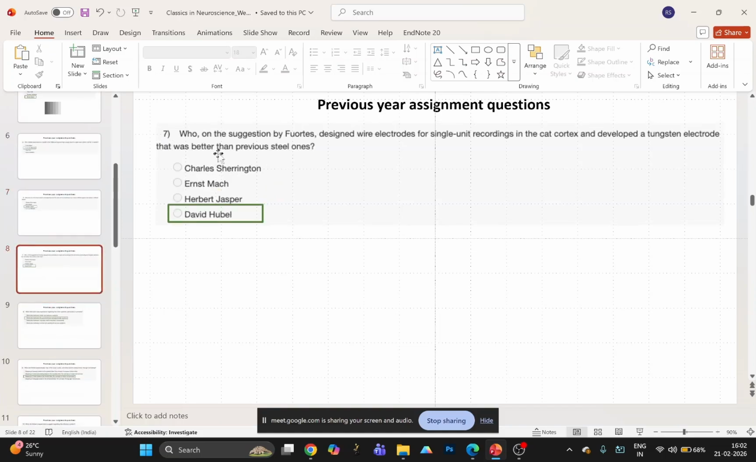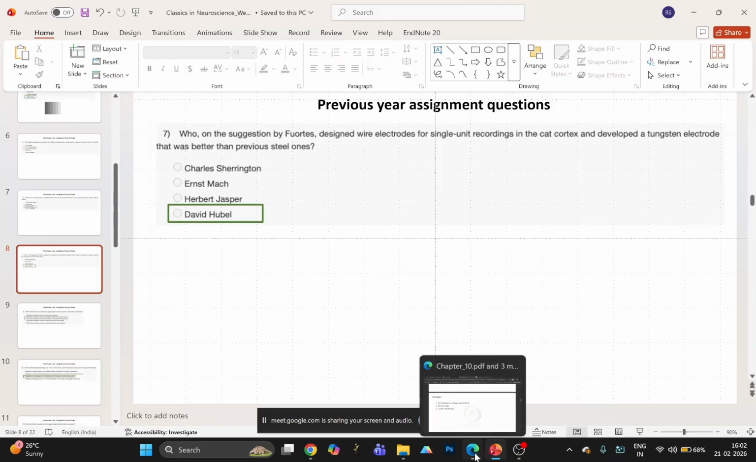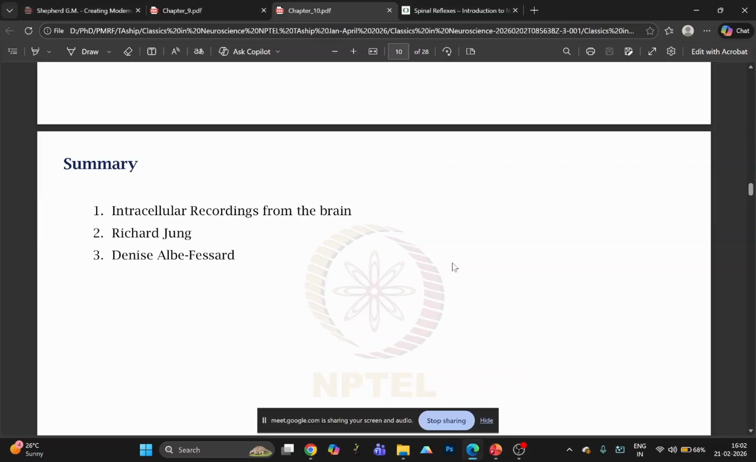Next, who, on the suggestion by Fortes, designed wire electrodes for single unit recordings in the cat cortex and developed a tungsten electrode that was better than the previous steel ones? So I just told you about David Hubel, right? David Hubel was, like many of the people at that time, someone who had started with his studies by training in medicine.